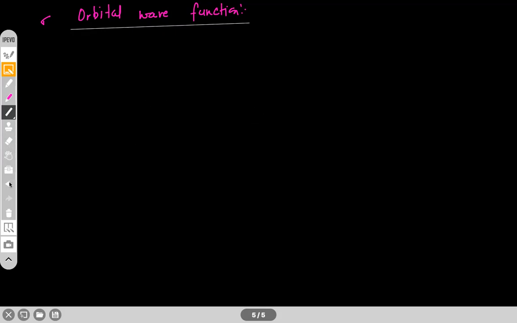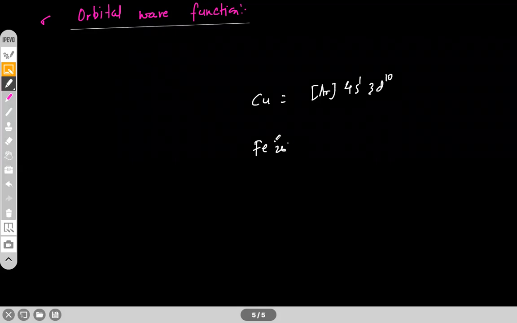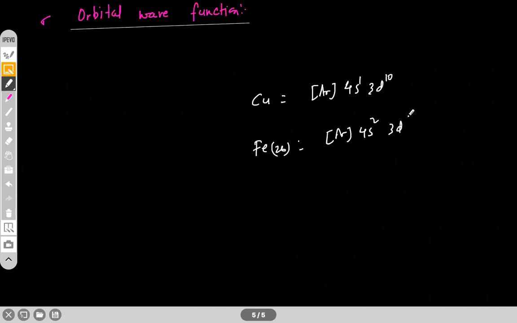Shraddha, you see, in copper, what happens? We have argon 18, then 4s1, 3d10. How is it possible in iron? It is argon 4s2, 3d6. How will this get 3d5? Where does this one electron go? The s cannot take this electron because it already has 2. So it is not possible to have a 3d5 configuration.